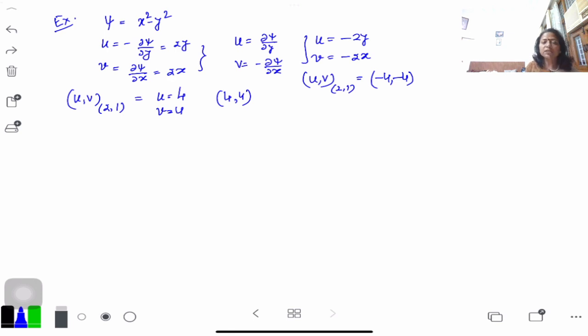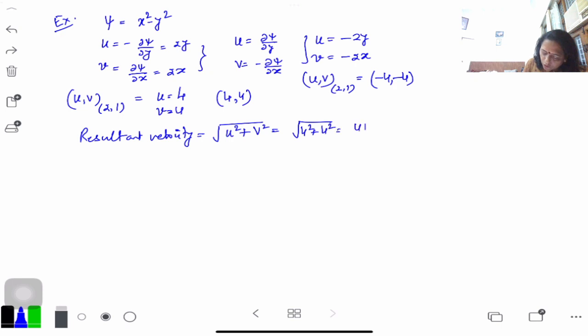Now if you are asked what is the resultant velocity, so resultant velocity is square root of u square plus v square. So naturally it is square root of 4 square plus 4 square, or 4 root 2. It is the resultant velocity, and whatever will be the units, right? If slope of a streamline is asked, again you can give the slope of streamline.